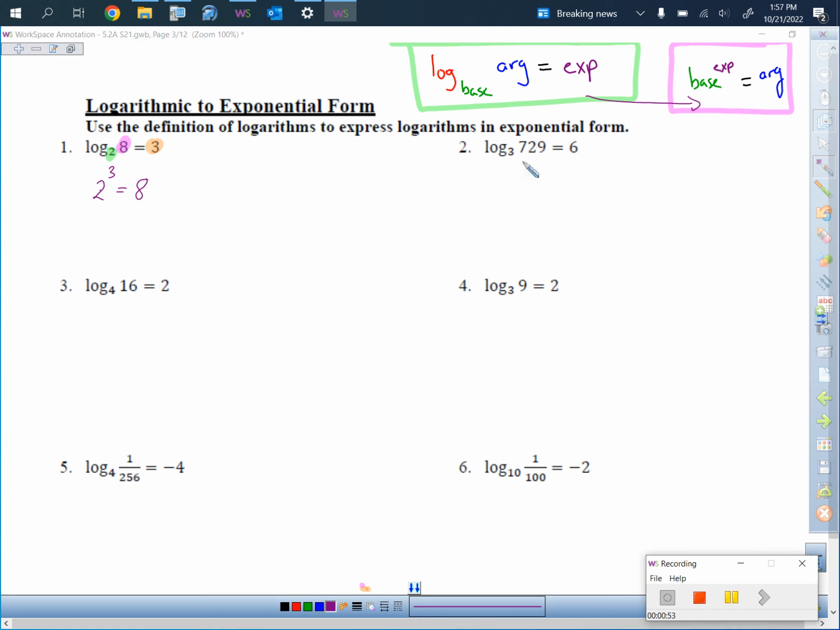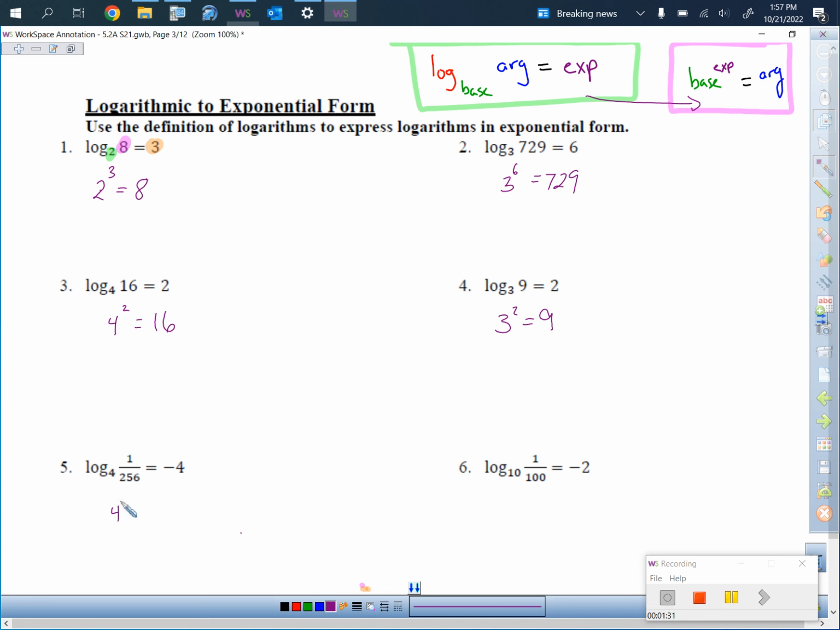If we go to number 2 here, to rewrite it from log form into exponential form, we take our base, which is 3, this little bitty guy right here. He's going to be raised to the exponent, which is 6, and that should equal 729. Doing it again here, from log form into exponential form, 4 to the second equals 16. And this guy right here, the base is 3, the exponent is 2, and that should equal 9. Please try number 5 and number 6. Give it a shot. Pause the video.